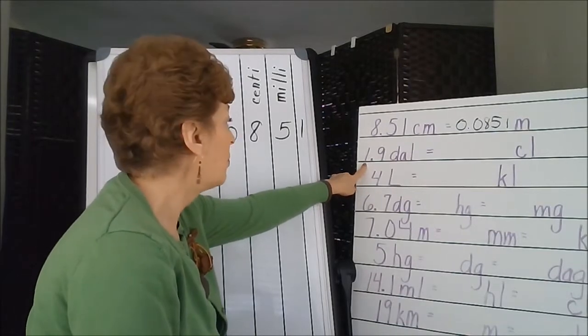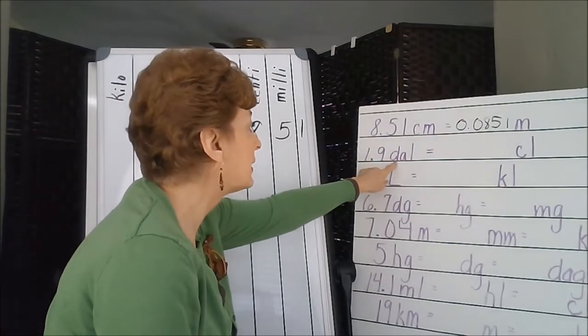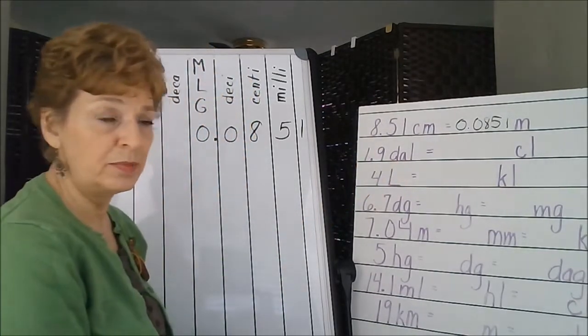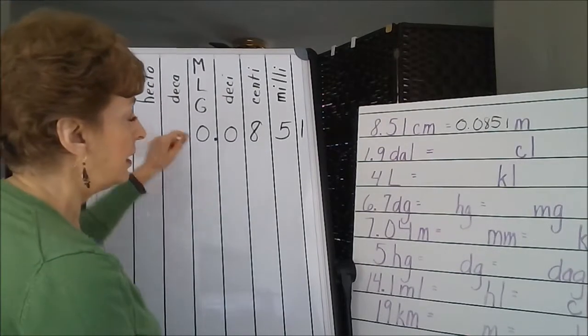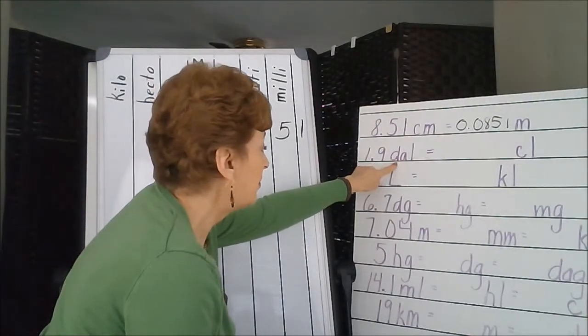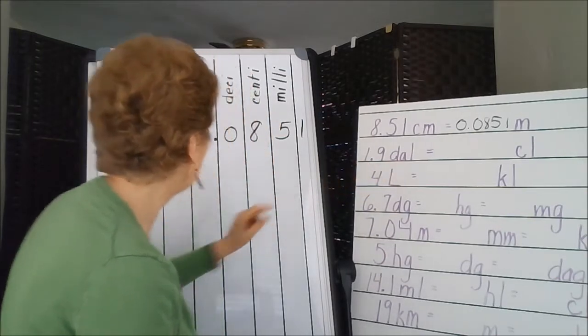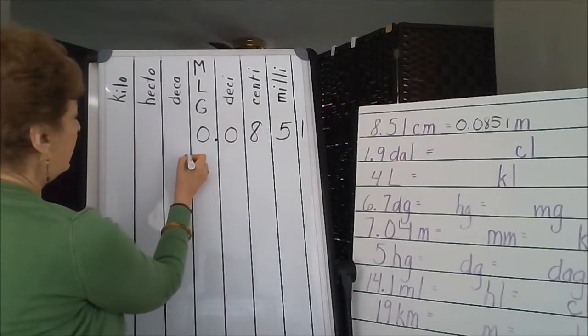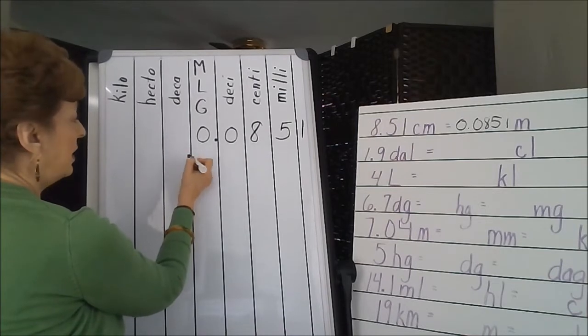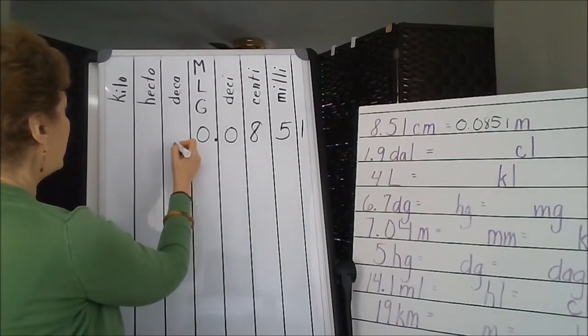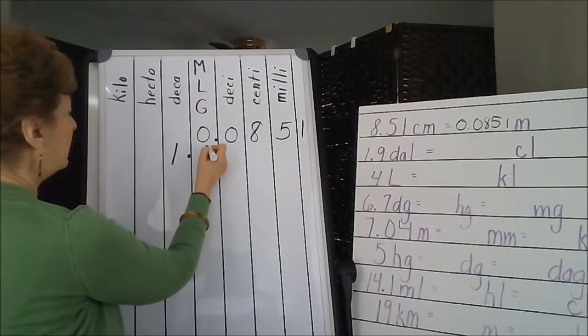Here we have 1.9 decaliter. DA is the abbreviation for deca. The column decaliter tells us where to put the decimal point. So we're going to come over here and place our point here, and then copy the number around it. The 1 is before it, the 9 after.